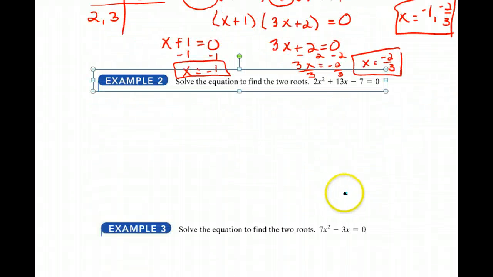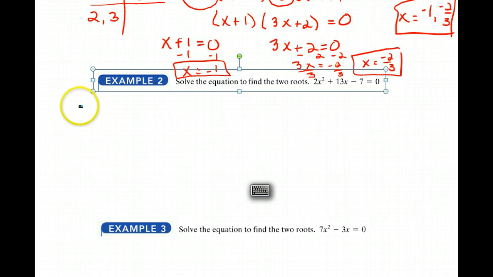Let's take a look at example 2. Example 2, we're going to do exactly the same thing. We're going to look at our quadratic and determine what type it is. Do we need to use the C method, the AC method, some other type of method? Take a minute, look at it, and see what you think. Okay, you should have determined that we need to use the AC method for example 2.